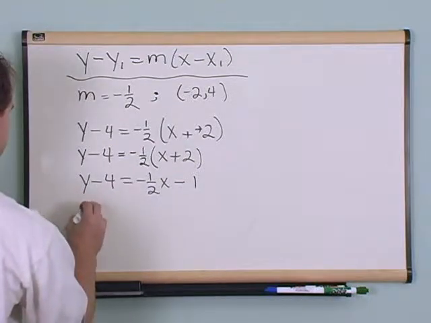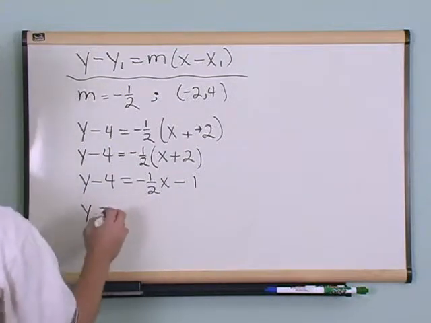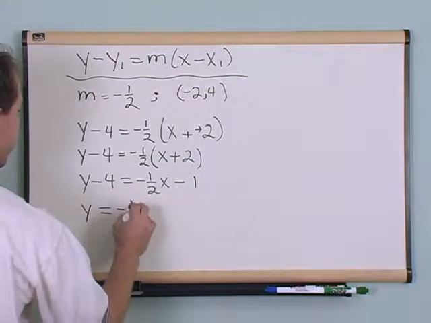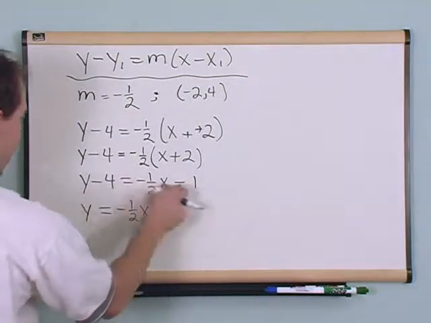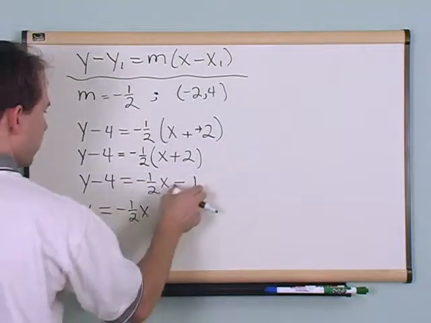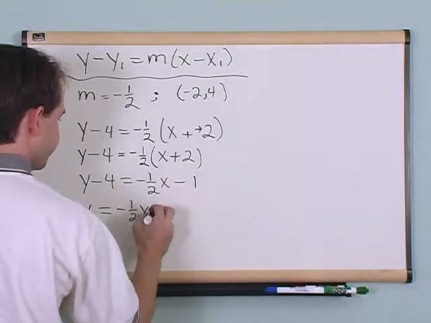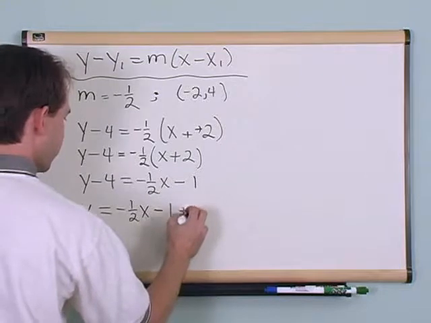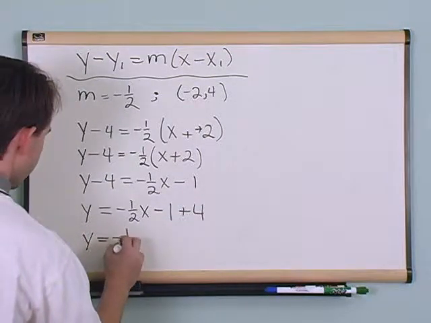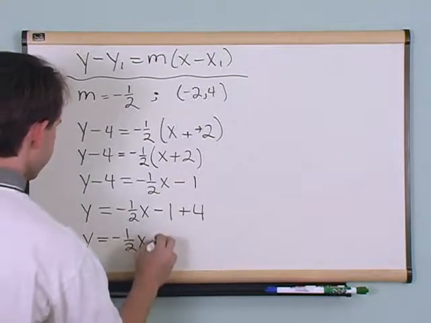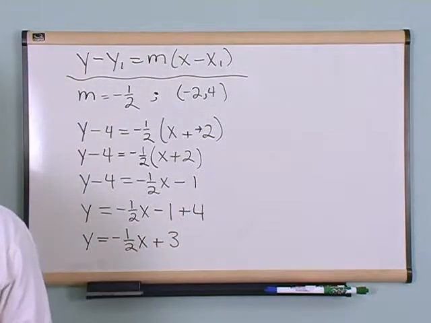Finally, all I need to do is isolate y. So y is equal to negative 1/2 x, add 4 over here to get rid of this 4, so I add 4. Okay, so negative 1 plus 4 is what I really have over here. So y is equal to negative 1/2 x plus 3.